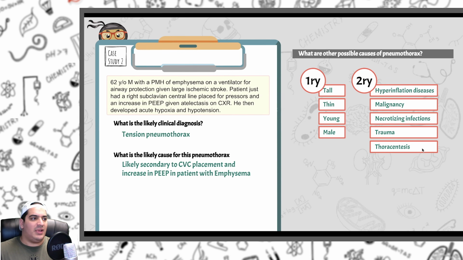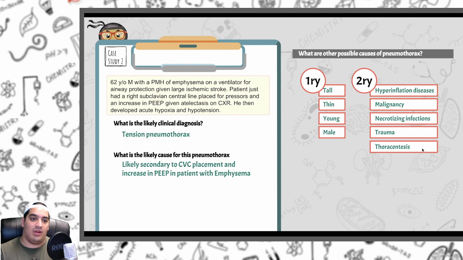Malignancies can eat their way through the pleura or involve the pleura, leading to air leaking into the pleural space, or necrotizing infections can also leak into the pleural space. It could also be due to trauma, whether external or internal. For example, if I got hit in the chest with a tomahawk, I'm going to have an opening of my chest, which allows air to leak in. Or if I am ventilating the patient with very large amounts of PEEP, that could be a potential cause.